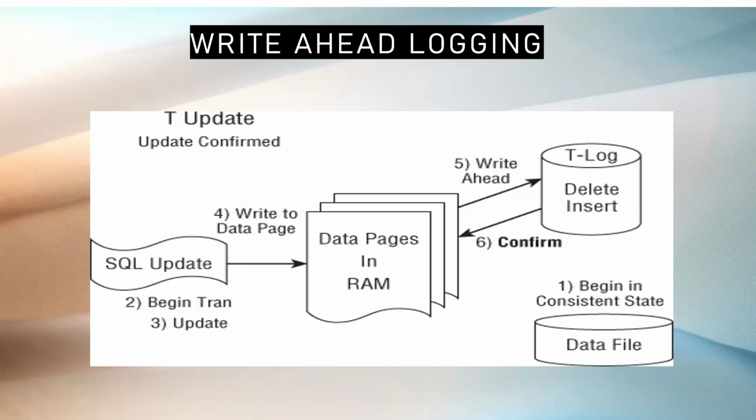In case of power failure or any kind of failure for a SQL Server, when it comes back, it checks this transaction log and rolls back any transactions which have not been committed and rolls forward those which have been committed. So this is the concept of rollback and roll forward.